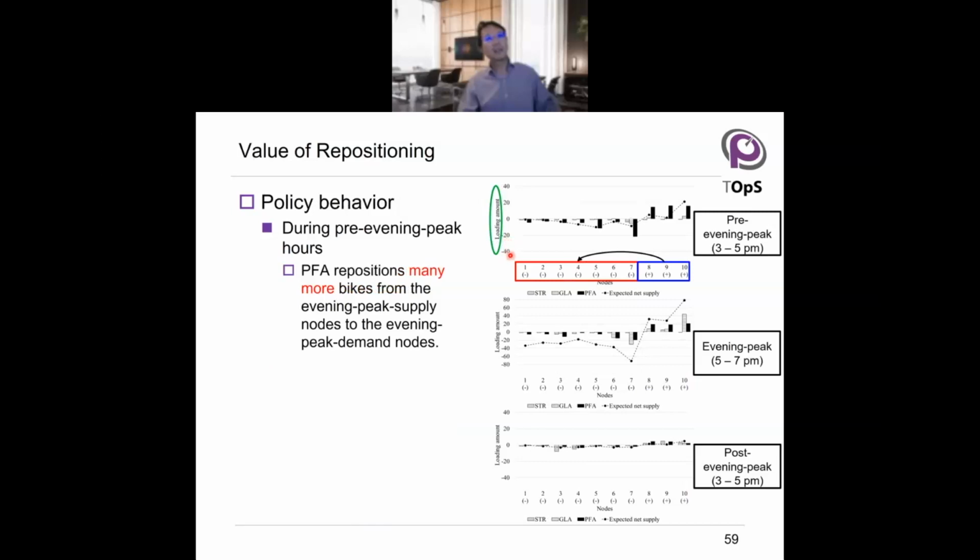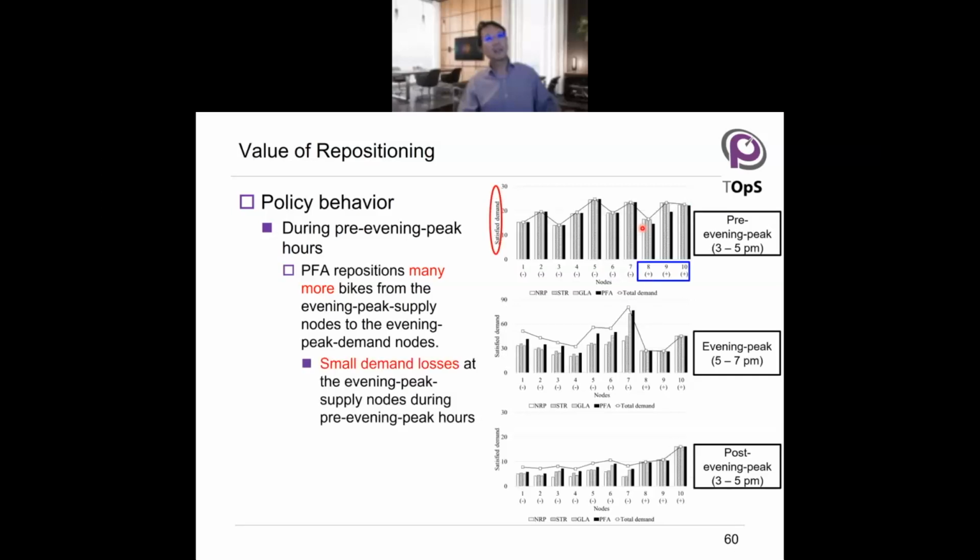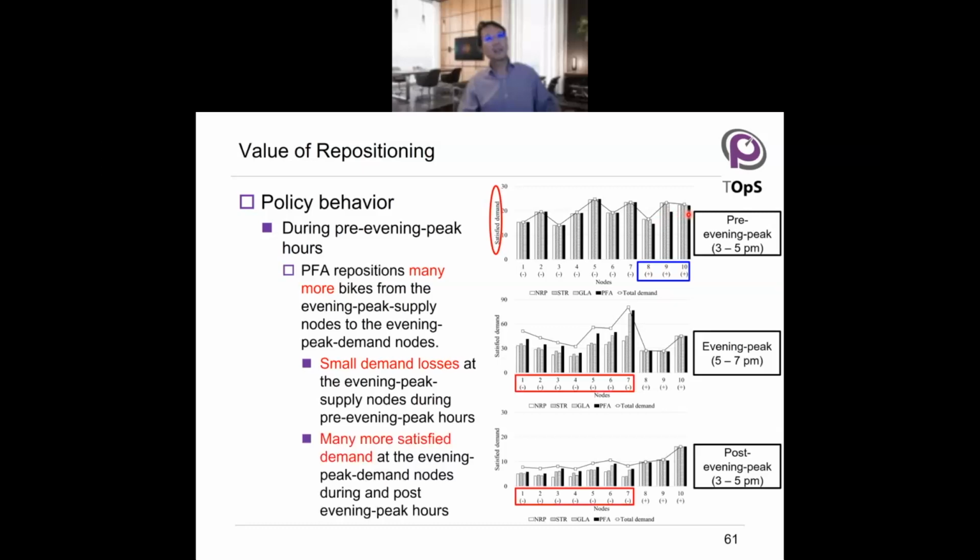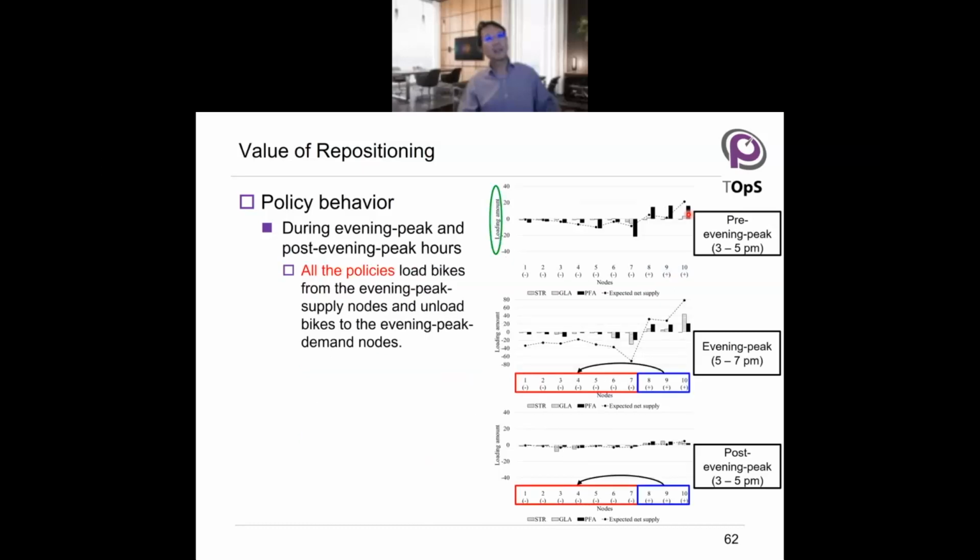And then on the next page, we look at the behavior. This is the loading amount. A positive value is the number of bikes loaded on the vehicle. We see that before the evening peak, during the afternoon idle time, the mover loads many bikes from the supply node and unloads them at the demand node. So this is the pre-evening peak behavior. Let me replay the previous slide. That results in less satisfied demand during the pre-evening intervals at the supply node, because we move bikes away from them. But then we satisfy more demand during and after the evening peak.